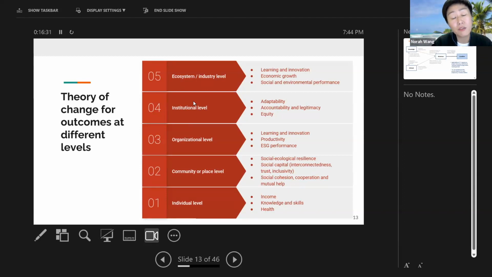I understand many of us, especially intermediaries, for example Social Enterprise Summit and Social Ventures Hong Kong, a lot of intermediaries are trying to bring about ecosystem-level change. Then what could be the theory of change for them, and what could be the outcomes they are trying to achieve? So we need to be very careful what level of outcomes we are looking at, and what level of theory of change we will be pursuing. Okay, we can come back to that if you have questions.